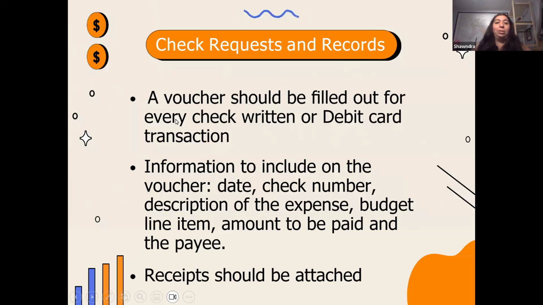Check requests and records. So a voucher should be filled out for every check written or debit card transaction. And I've got an example to show you guys. The information to include on the voucher: the date, the check number, or if it's a debit card, you're not going to have a check number, obviously. Description of the expense, budget line item, where that's coming out of in your budget, that's important. And then the amount to be paid and who the payee is. And again, receipts need to be attached.